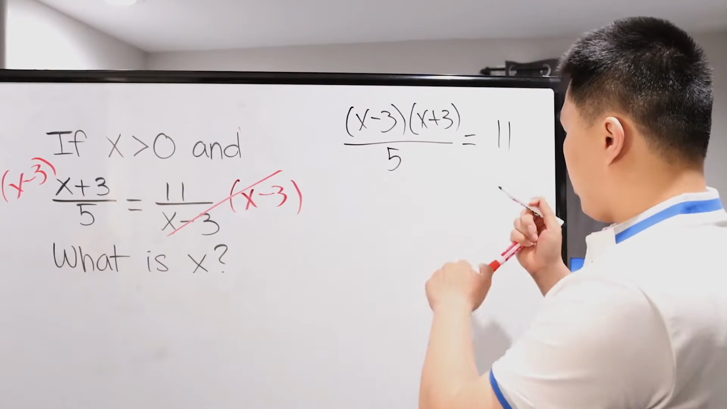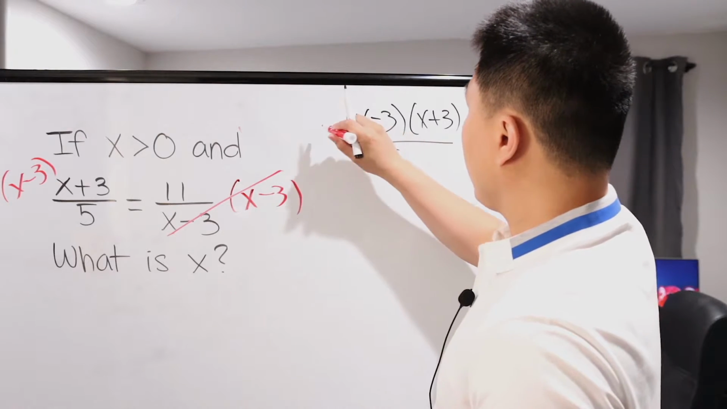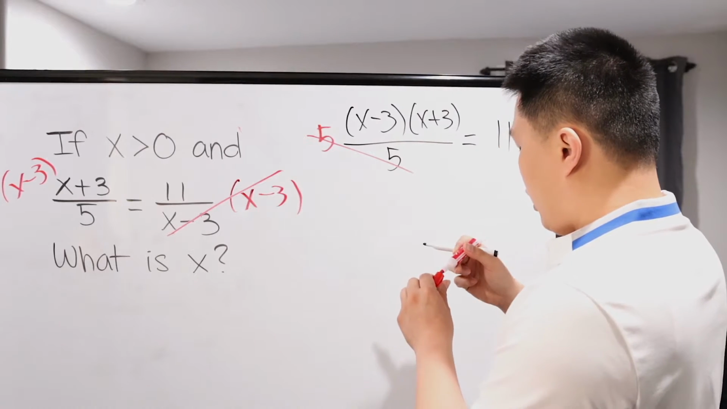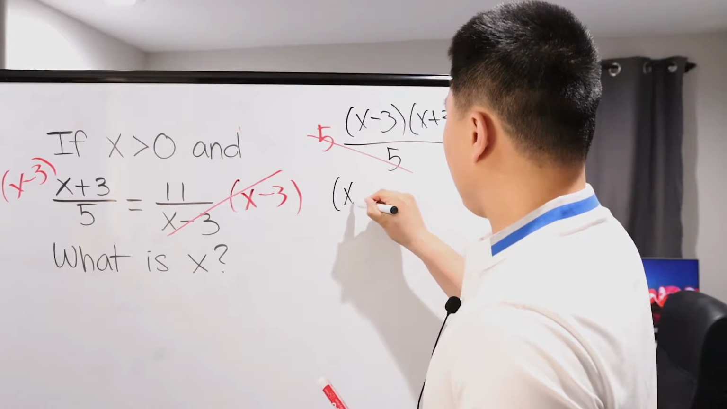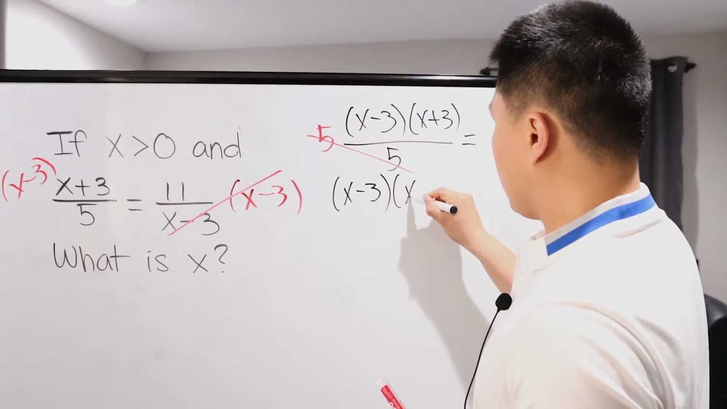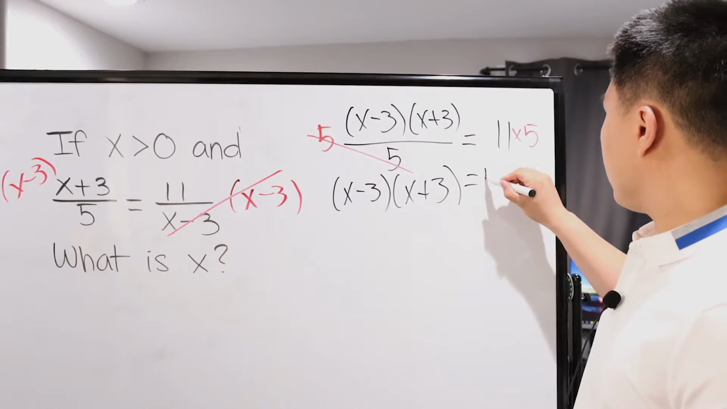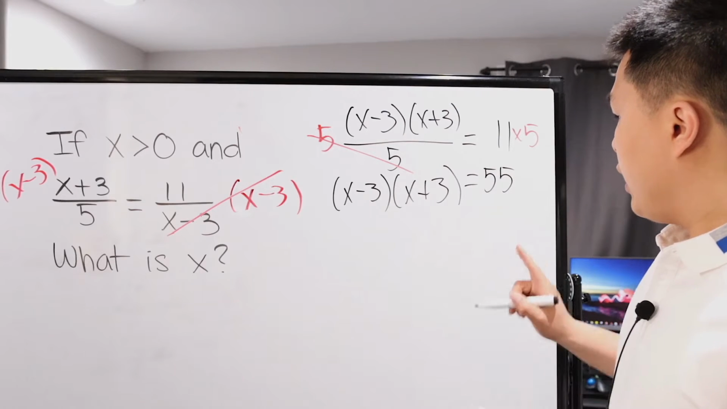Okay, well, let's get rid of the 5. In order to do that, we're going to multiply by 5 here and here, so this goes away. And now our new problem is going to be (x minus 3)(x plus 3) equals, and then 11 times 5 is just 55. Okay, now what do we do?